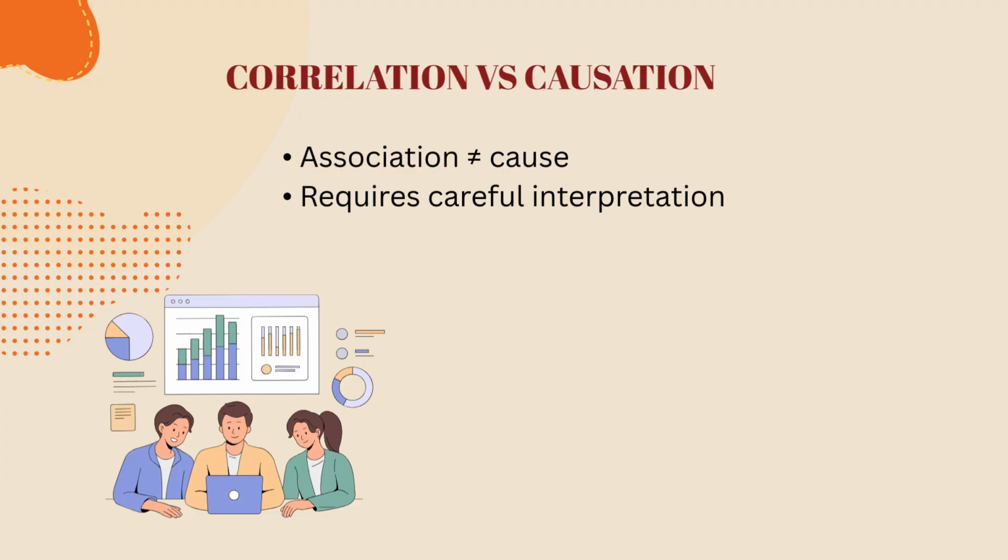Correlation versus causation. Regression can reveal associations, but it does not automatically imply causation. Just because two variables move together does not mean one causes the other. Careful study design and domain knowledge are essential.